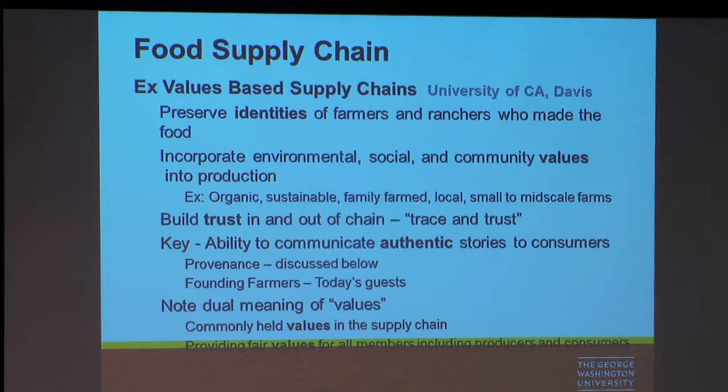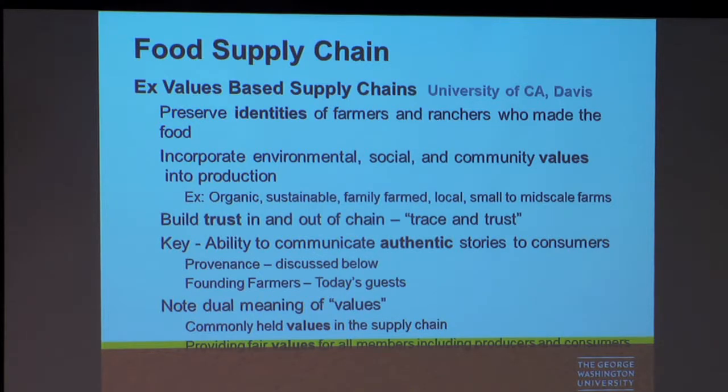This is called a trace and trust approach. You should know where it's coming from, and you should be able to tell others where it's coming from. But the key here is the ability to communicate an authentic story. This is where this is from. This is where the product is from. Here's the person. Here's the condition, etc. This relates to my discussion of provenance and to our guest today.